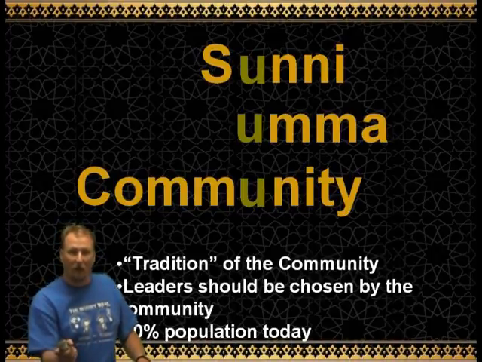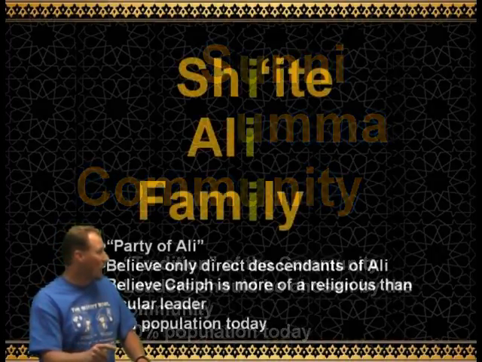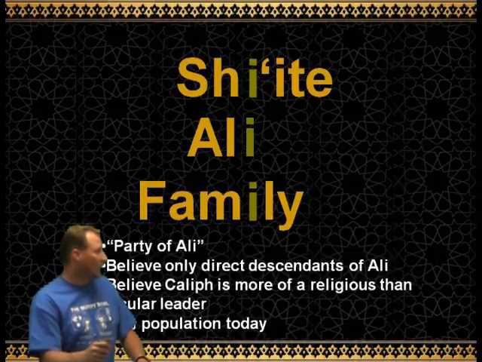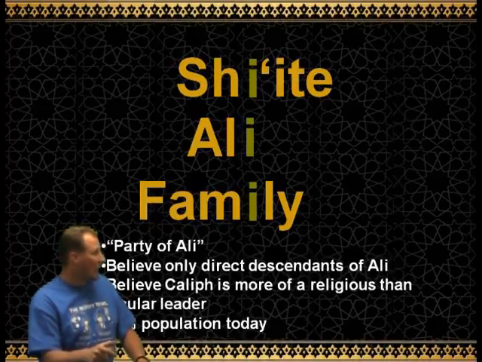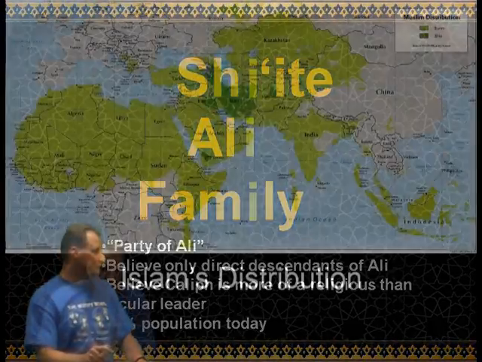Okay, so the next vowel will be what, you think? I. So what would be the things here? What branch is it? Good. Followers of who? Ali. And so ultimately, that Muhammad's successors should be picked from Muhammad's family. Very good.